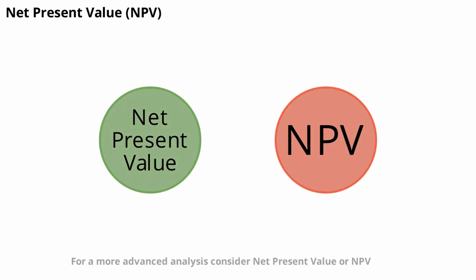For a more advanced analysis, consider net present value, or NPV. NPV accounts for the time value of money by discounting future benefits and costs to their present value. This helps you compare investments with different timelines and ensures you're making the most financially sound decision.